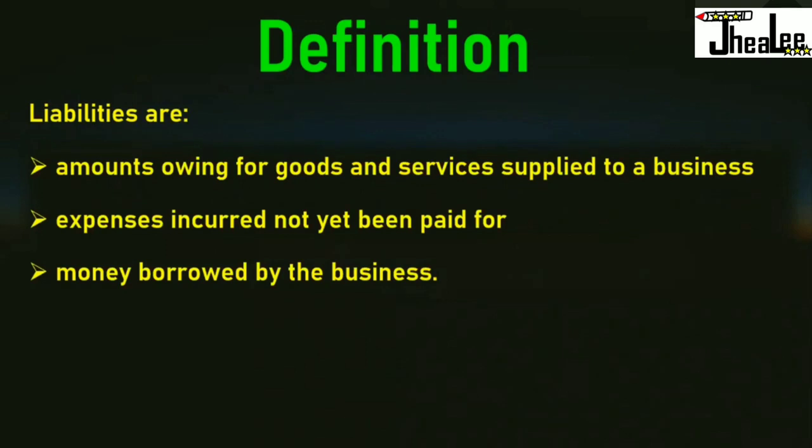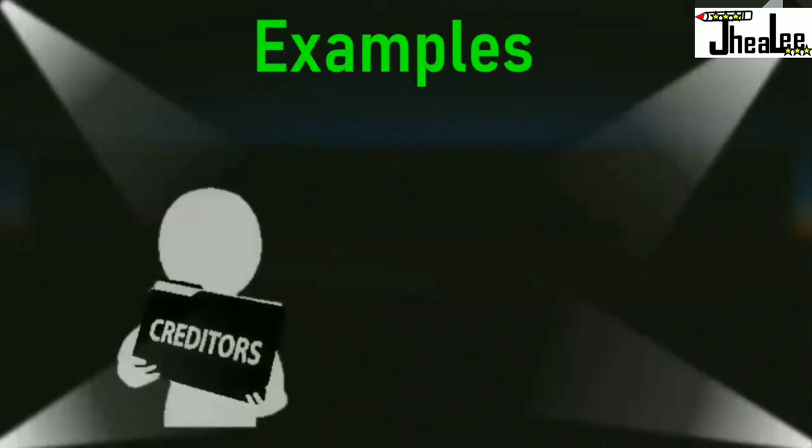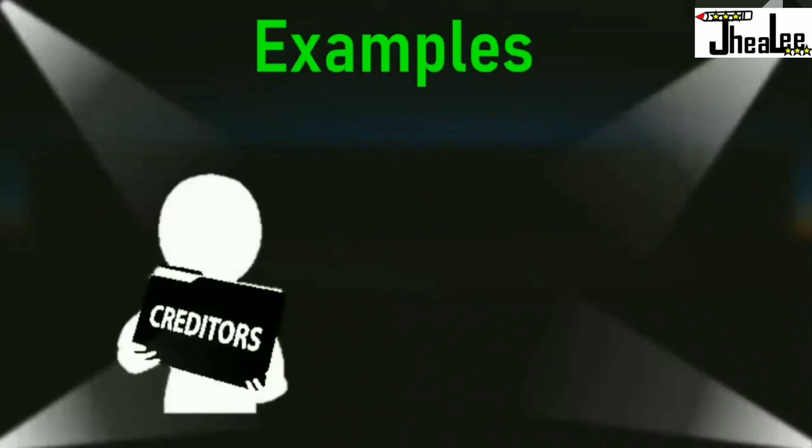Now let's look at some examples of liabilities. The first one there is creditors. Creditors are also known as trade payables or accounts payable. Creditors are individuals or businesses that the business owes for goods or services supplied to them on credit. So they are owing these individuals. They took some items from them and they have not paid for them. Once they have not paid, it means that they are owing them. So creditors are persons that the business owes for goods or services supplied to them.